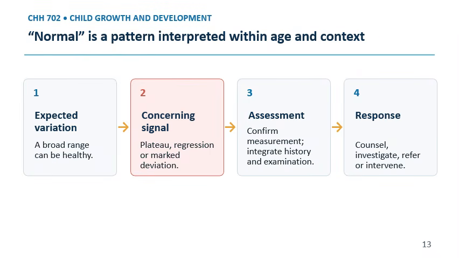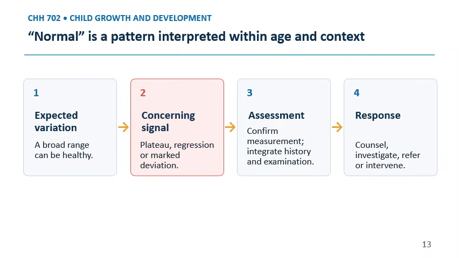Note that the word normal is a pattern interpreted within age and context. The word normal must be used carefully. It does not mean that every healthy child achieves every ability on exactly the same day, or follows an identical growth curve. No. Expected variations can be broad. What matters is whether the pattern is plausible for the child's age and context, whether progress continues, and whether there are concerning associated findings. The 4 numbered boxes describe a careful decision process.